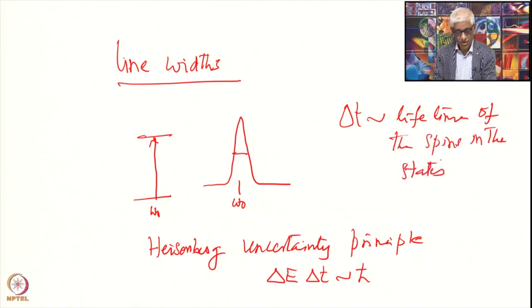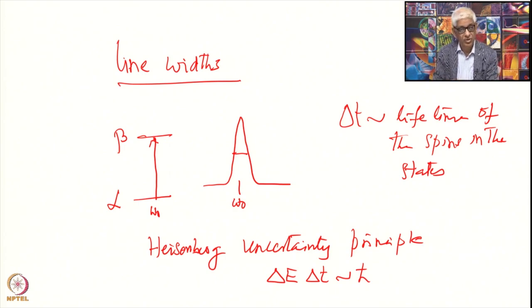So, what does that mean? If a particular spin is in a particular state, let us say this is alpha and this is beta, will it remain there forever? No. It does not remain there forever. There are always continuous transitions going on, up and down, alpha to beta, beta to alpha. These transitions are continuously going on. These are induced by the lattice or induced by the RF or whatever.